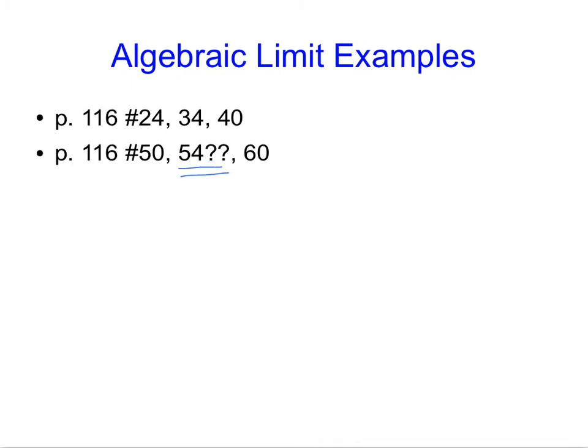Okay, so we start out with number 24, which just says the limit as x approaches negative 2 of negative 3. That's a constant function. So like we said, the answer is just negative 3. The value of the limit is negative 3. Every y value of the constant function negative 3 is negative 3, so the limit must be negative 3 when x approaches negative 2. Enough said on that one. Let's look at 34.